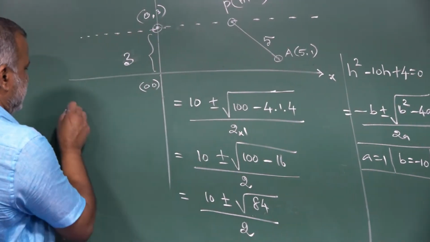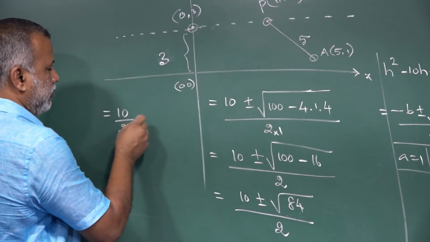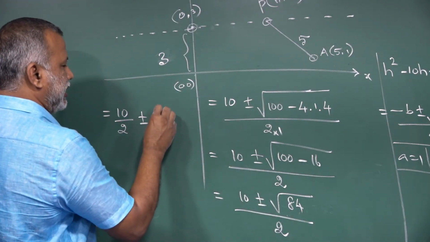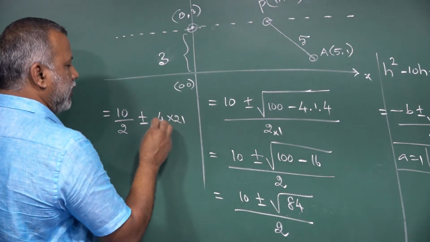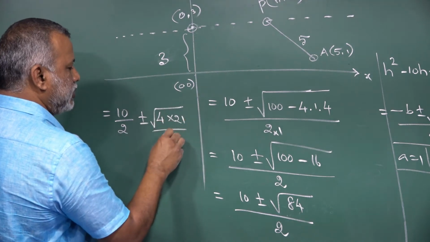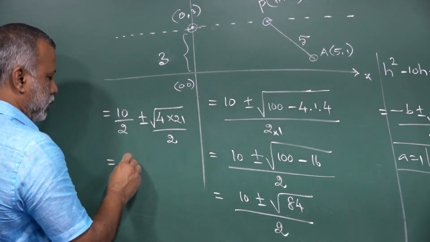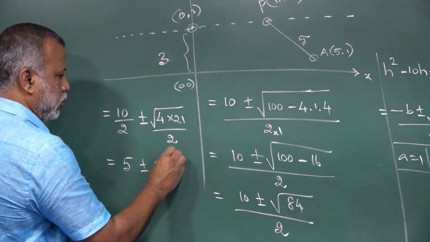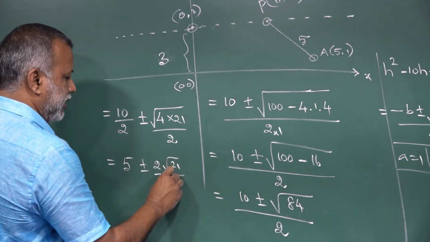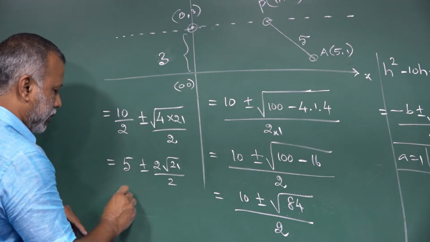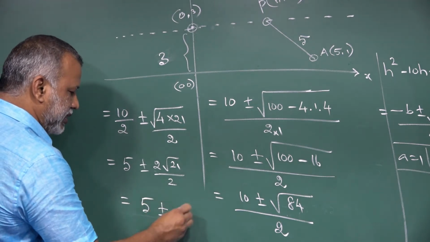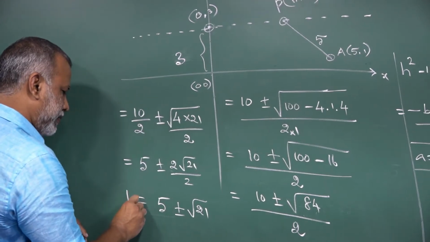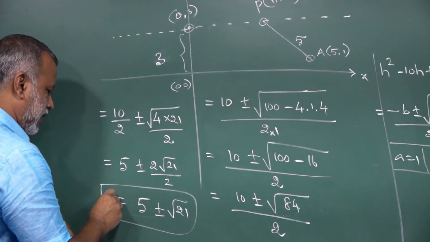So we can write it like this: 10 divided by 2 plus or minus, I can split like this. This 84 can be written in the form of 4 times 21, under the square root, divided by 2. So 10 divided by 2 we get 5. Again plus or minus, I can write 2 root 21 divided by 2. These 2 will be removed. Therefore I can say 5 plus or minus root 21. This is the value of h.